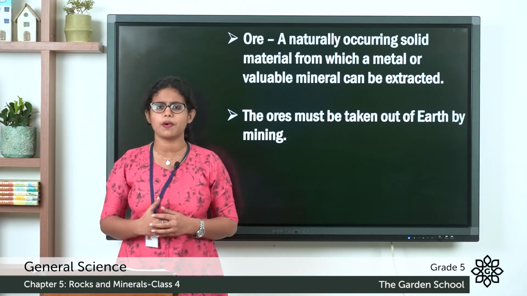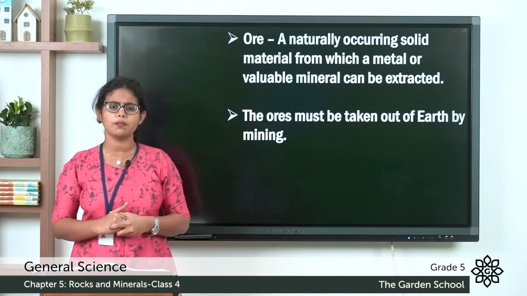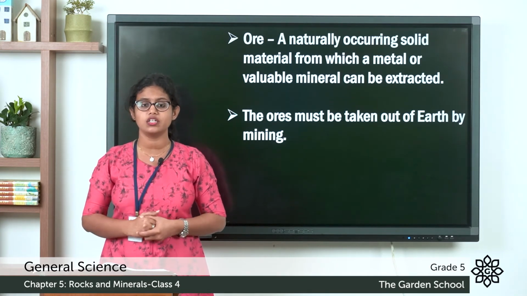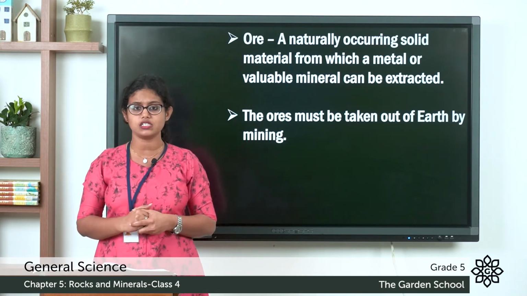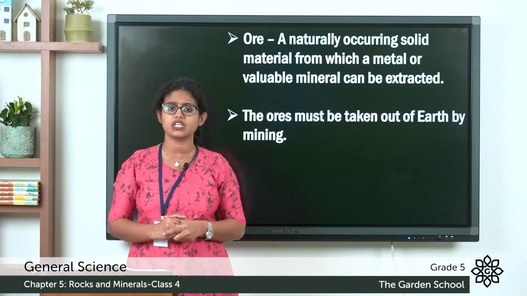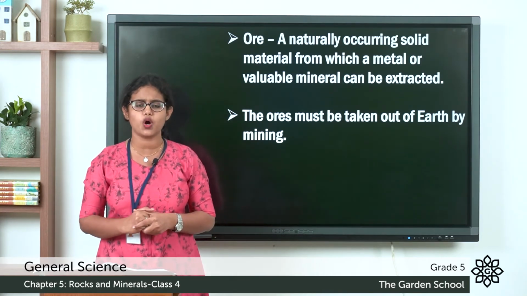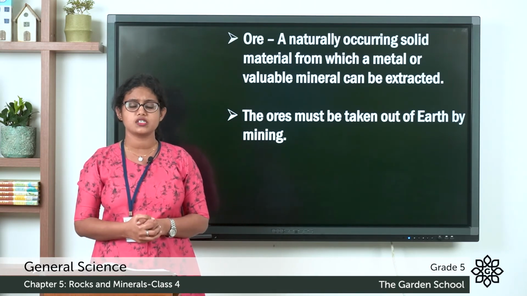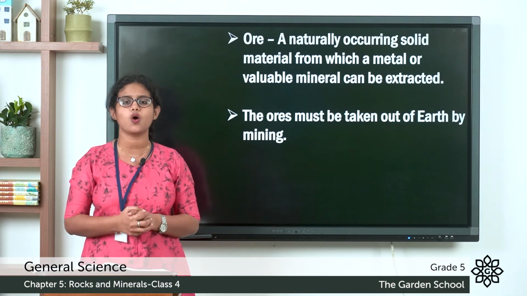And the next thing is about ore. Have you heard about ore? You know what is an ore? Ore is a rock that contains useful metals as well as unwanted substances. You know what are unwanted substances? Unwanted substances like sand, silt, clay. Such rocks we call ore.